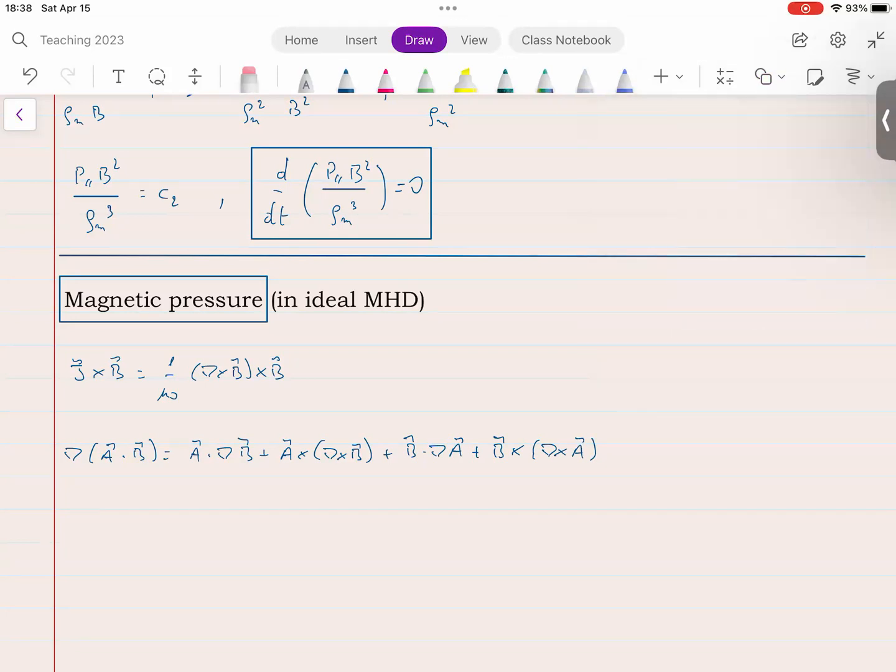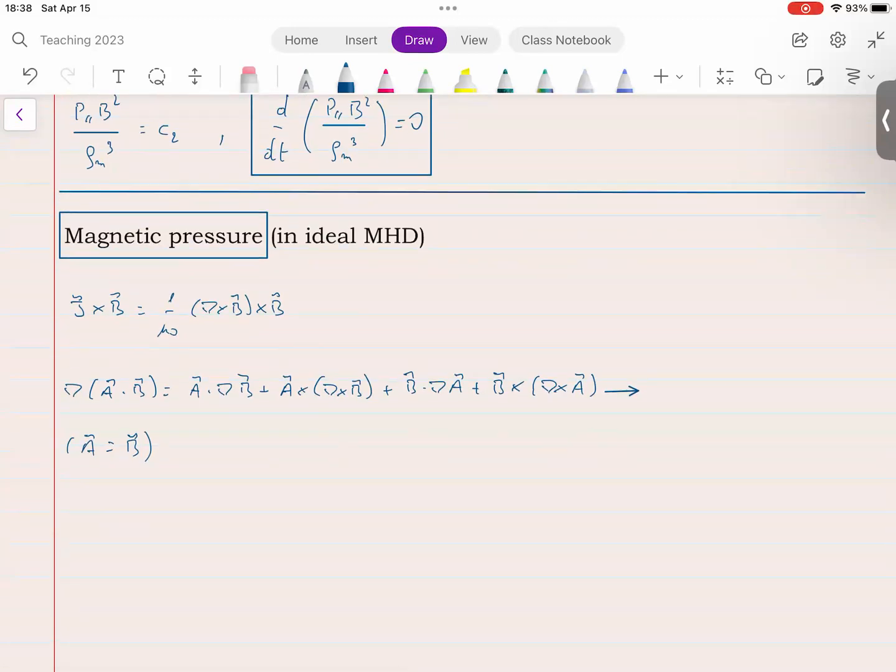From which, with A equal B, you obtain that the gradient of B dot B, which is just B squared, is equal to B dot grad B plus B cross del cross B plus B dot grad B. Okay, so that's the same term as here, just put a 2, plus B cross del cross B again. So I'll put a 2 here too.